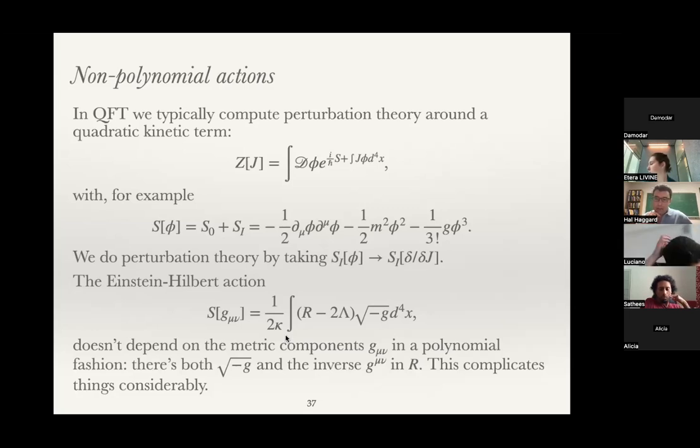This action doesn't depend on the metric variables in a polynomial fashion. It can't be written out like this. And the reason is twofold. On the one hand, there's this determinant of the metric under a square root. So this square root is messing up the polynomiality. So that's half the story.